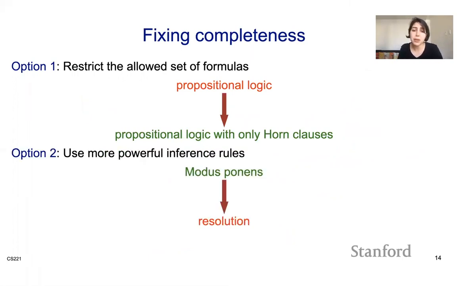The other option is maybe I don't want to change my propositional logic. I want to keep all of propositional logic, but maybe I should be looking at more powerful inference rules. Modus ponens seems pretty simple. Maybe there are more powerful inference rules that I can use. Specifically, resolution is an inference rule that we are going to be talking about, which is both sound and complete. So in the next module, we'll be talking about Horn clauses, propositional logic with Horn clauses, and the fact that modus ponens is sound and complete. And in the module after that, we'll be talking about resolution and how we can use it, and the fact that it is sound and complete.